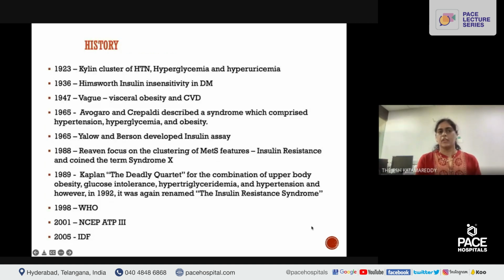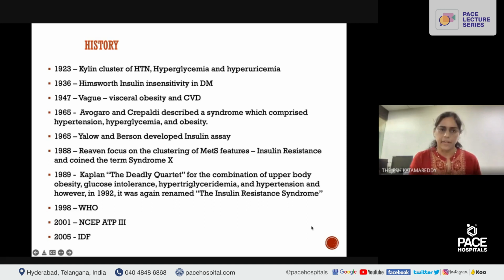So coming to the history, it has almost about a century of history. Still research is going on, and so many new markers, new factors are being discovered. It starts with Kylin, a Swedish scientist, who in 1923 found the cluster of hypertension, hyperglycemia, and hyperuricemia leading to death of the people. And in 1936, Himsworth discovered the relationship between insulin insensitivity in diabetes. In 1947, Vague found the association between central obesity and cardiovascular disease.